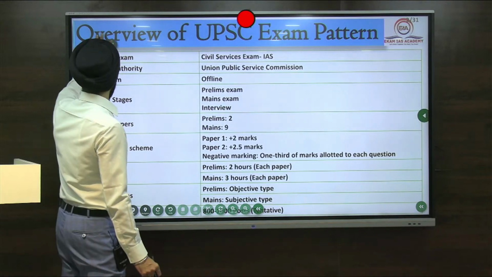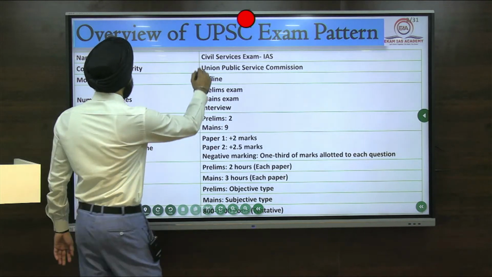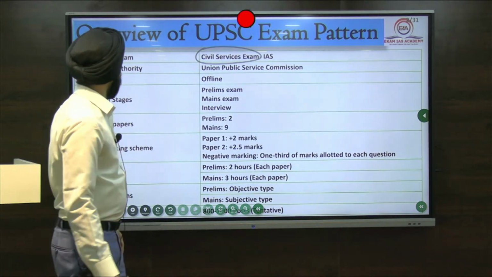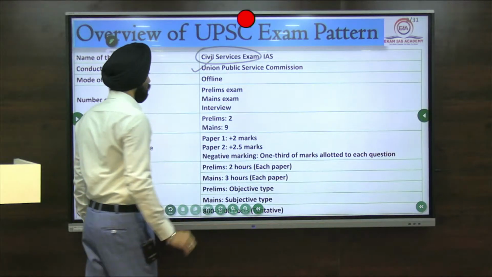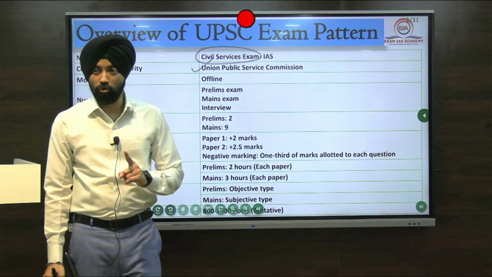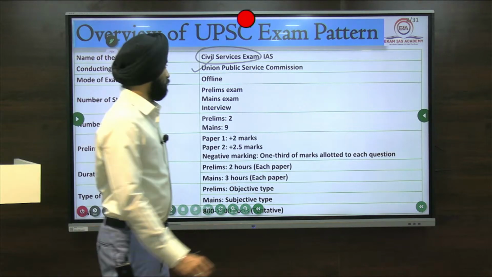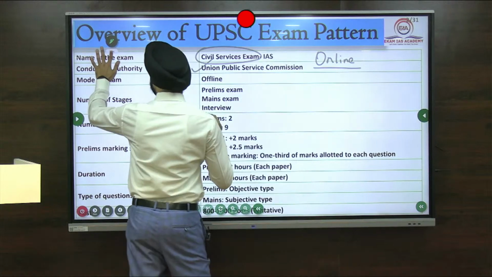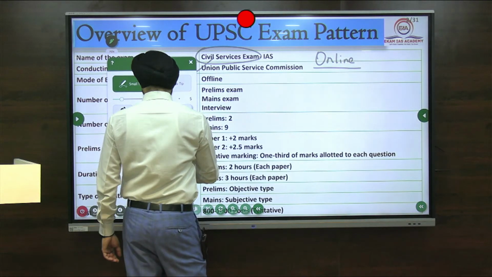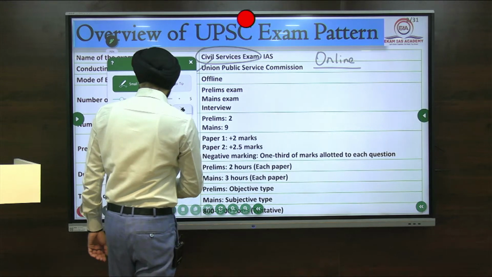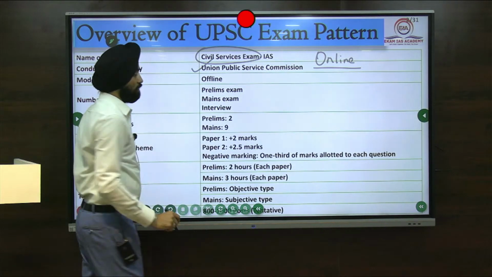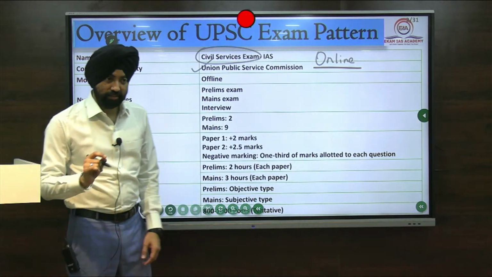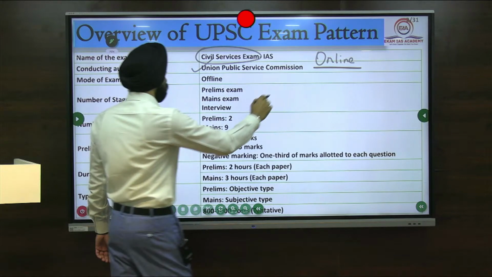Coming back to the pattern of examination, the examination that we all are preparing for is known as the Civil Services Examination, and it is conducted by UPSC. The mode of conduct is offline only. UPSC does not conduct an online exam. This is a very important dimension each one of you should know. You have to go offline to the center and write the examination. So there is no online UPSC examination.